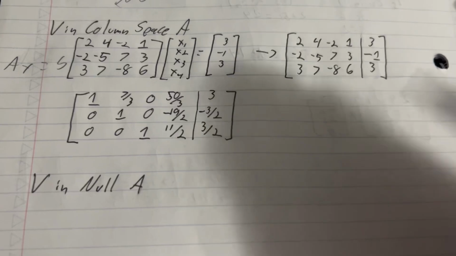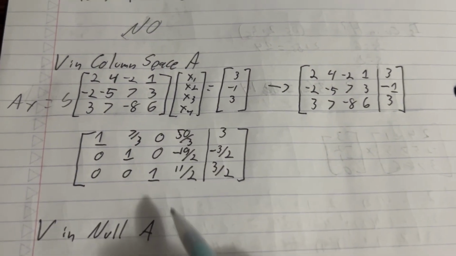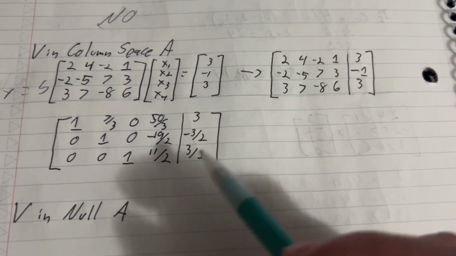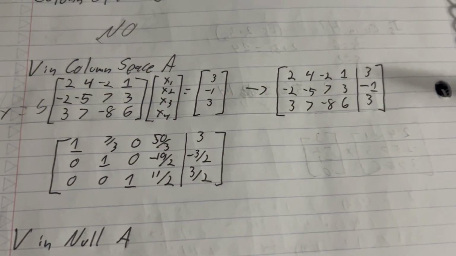Now we can see that we have the echelon form of this matrix. So that means that V is in the column space of A because we will have an answer for this. We have the echelon form, so we know if we solve it out, we're going to get some answer. So V, yes, it is in the column space of A.